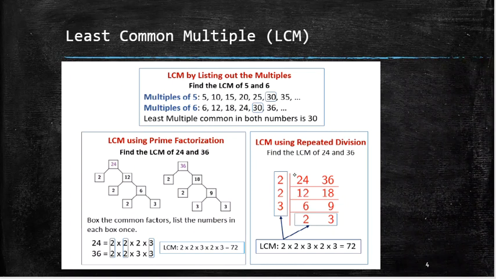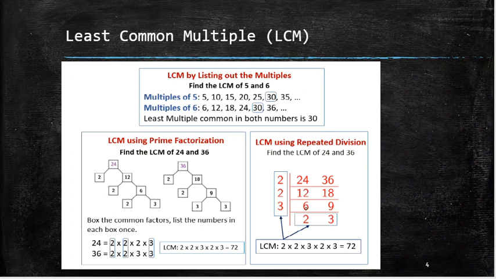For repeated division, we have 24 and 36. We want to find the LCM for both numbers. First, we divide by the smallest number, 2. 24 divided by 2, we have 12. 36 divided by 2 is equal to 18. So we divide again by 2, since 2 is the least number. 12 divided by 2, we have 6. 18 divided by 2, we obtain 9.